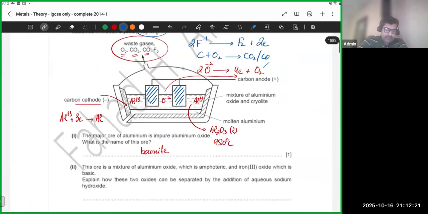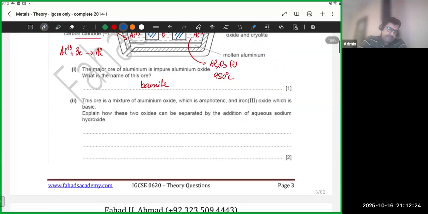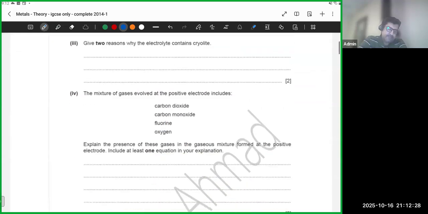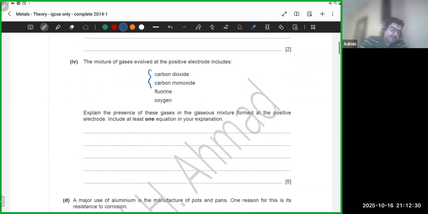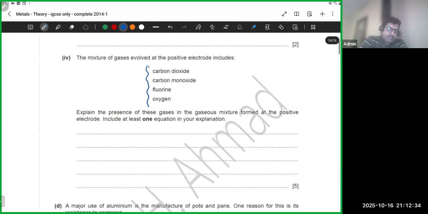Now let's see, I think this is the next part. Right now I did this part. All you have to do is, he's saying explain the presence of these gases in the gaseous mixture formed at the positive electrode. So you just have to explain that.